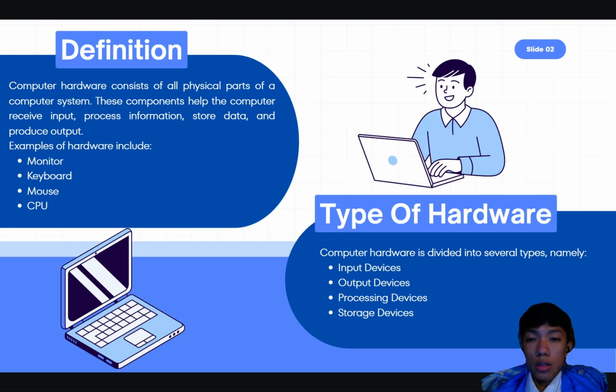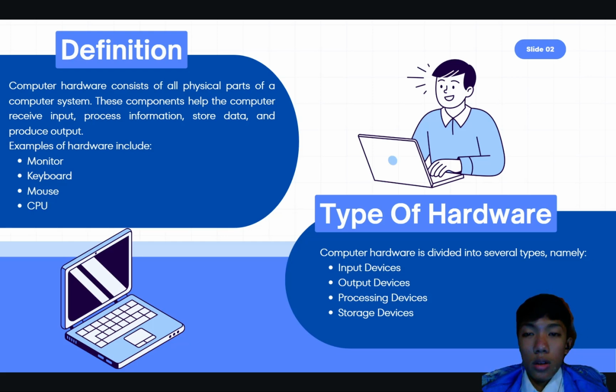Some common examples of computer hardware are monitors, keyboard, mouse, and CPU. Without the hardware, a computer system will not be able to function properly.